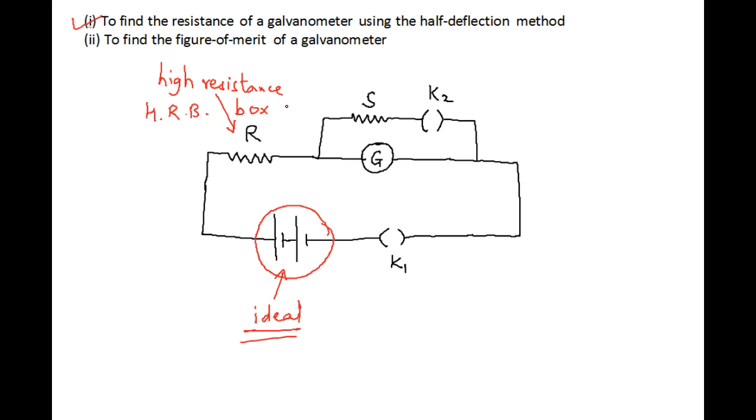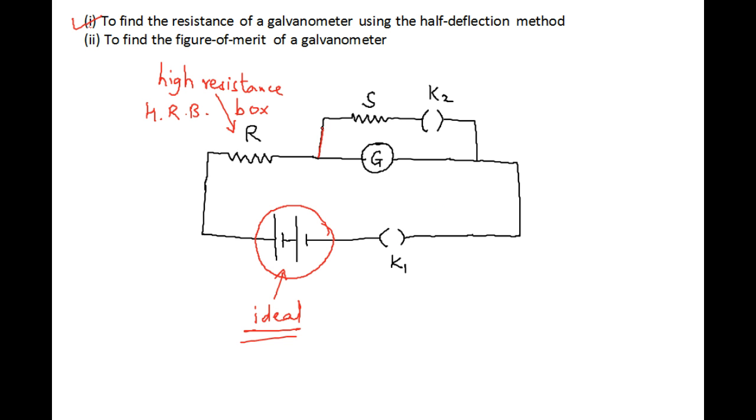The other part of the circuit is obviously the galvanometer whose internal resistance is to be found. And in fact the second experiment, to find the figure of merit, is also included. It's the same circuit. You can do both experiments using the same circuit. So we have to find later on the figure of merit of the same galvanometer. It's a very simple circuit, but in between there is a key K1, and if you plug in the key, then the current flows, otherwise there is no current, obviously.